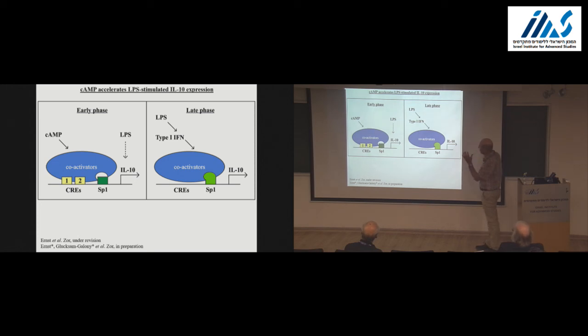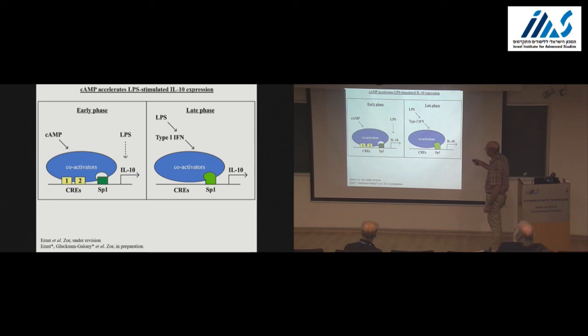And the model that we now propose is that we identified 2 CRE sites which work in tandem. They are in tandem, and they work cooperatively on the promoter of IL-10. And they also work cooperatively with an SP1 sequence that is working constitutively, actually. There is also an LPS effect, which is very, very low, but it is crucial for the synergism with the cyclic cAMP signal. And that's why you get a lot of IL-10 in the early phase.